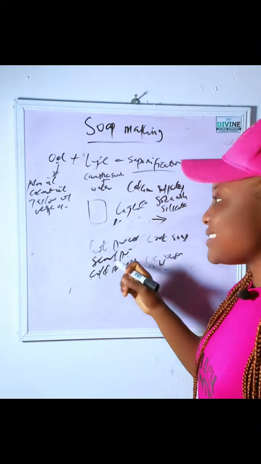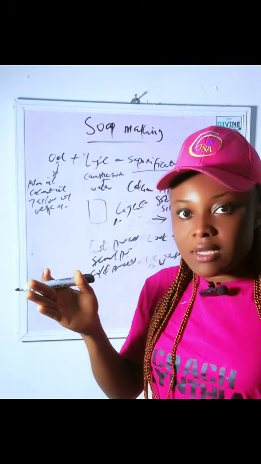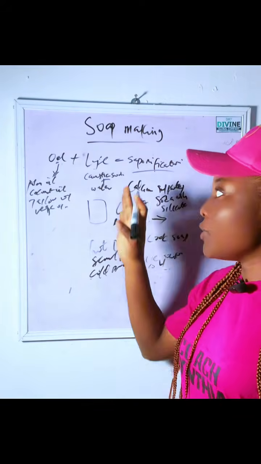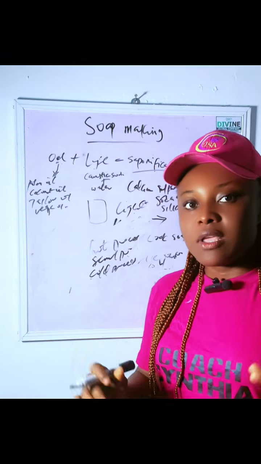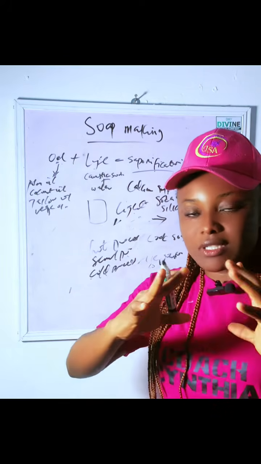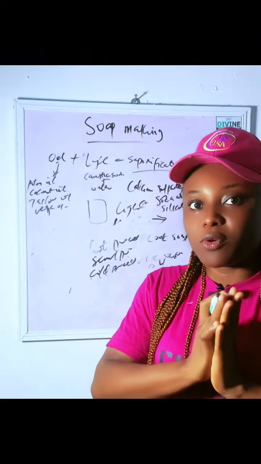Now in semi-hot process, your lye solution must be hot. You're not cooking the soap, but your lye solution, once you dissolve it and it is clear, you can use it while it is still hot. You cover the soap to cook by itself. The soap will generate heat and cook by itself. That is called semi-hot process. I hope this is clear.